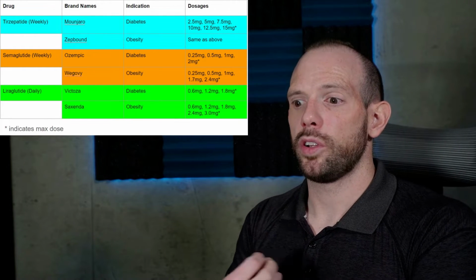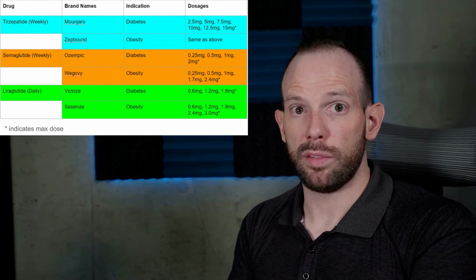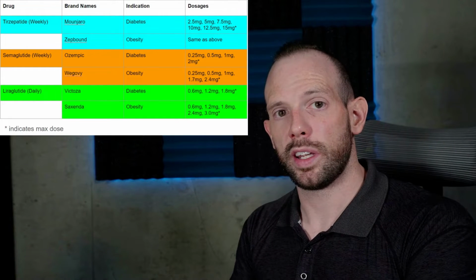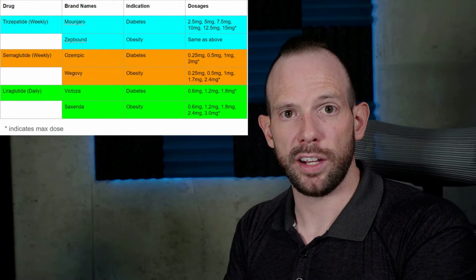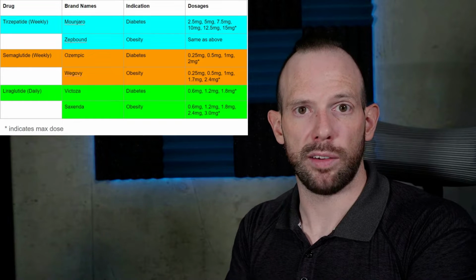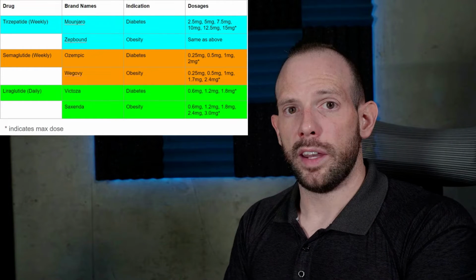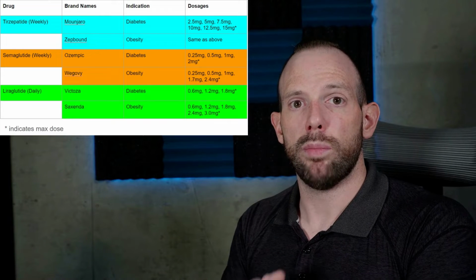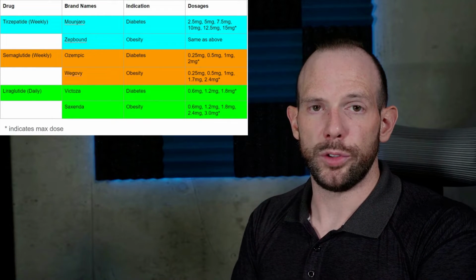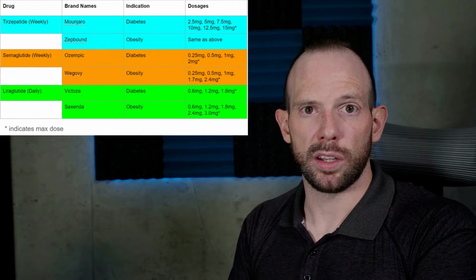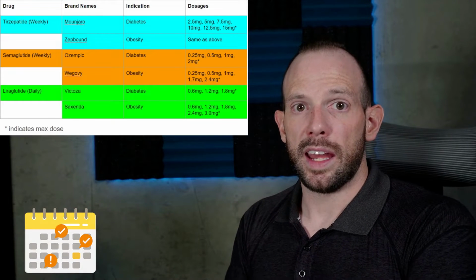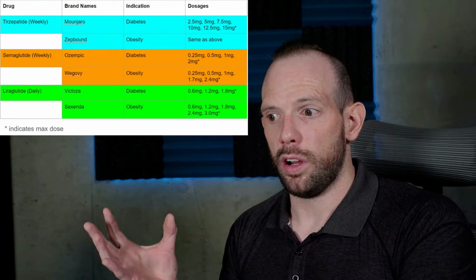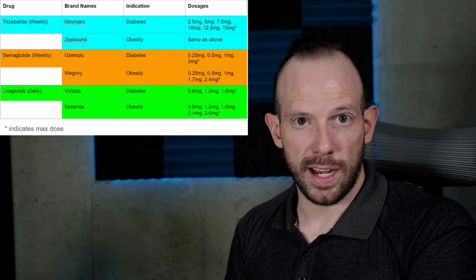Now, yes, someone could be prescribed these medications off-label. However, it's going to come down to your drug insurance provider and whether they will provide coverage for that said medication. When it comes to Zepbound or Mounjaro, it's pretty straightforward. Both of them come in dosages of 2.5 up to 15 milligrams once per week, and there is no difference whether you're on it for diabetes or for obesity management.